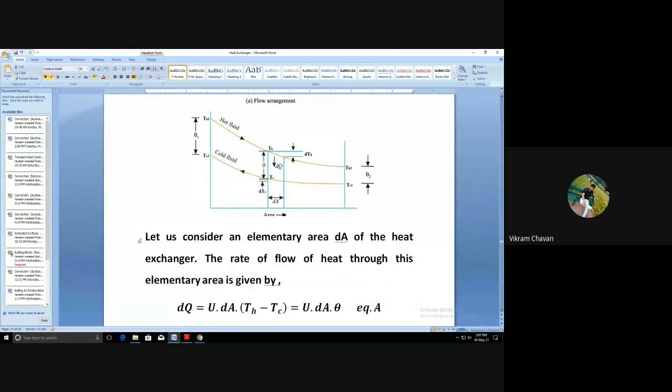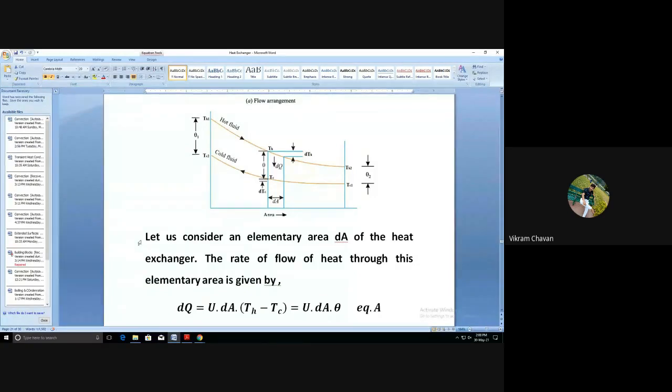Now write down. Let us consider an elementary area dA of the heat exchanger. Full stop.